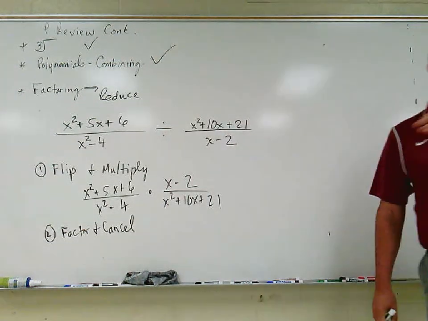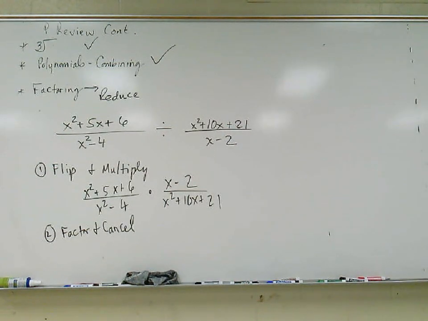So now take what you've just learned from factoring, factor each expression that you can, and see if it will cancel with anything that's diagonal or below it or above it. And that's the last bit of the algebra review.